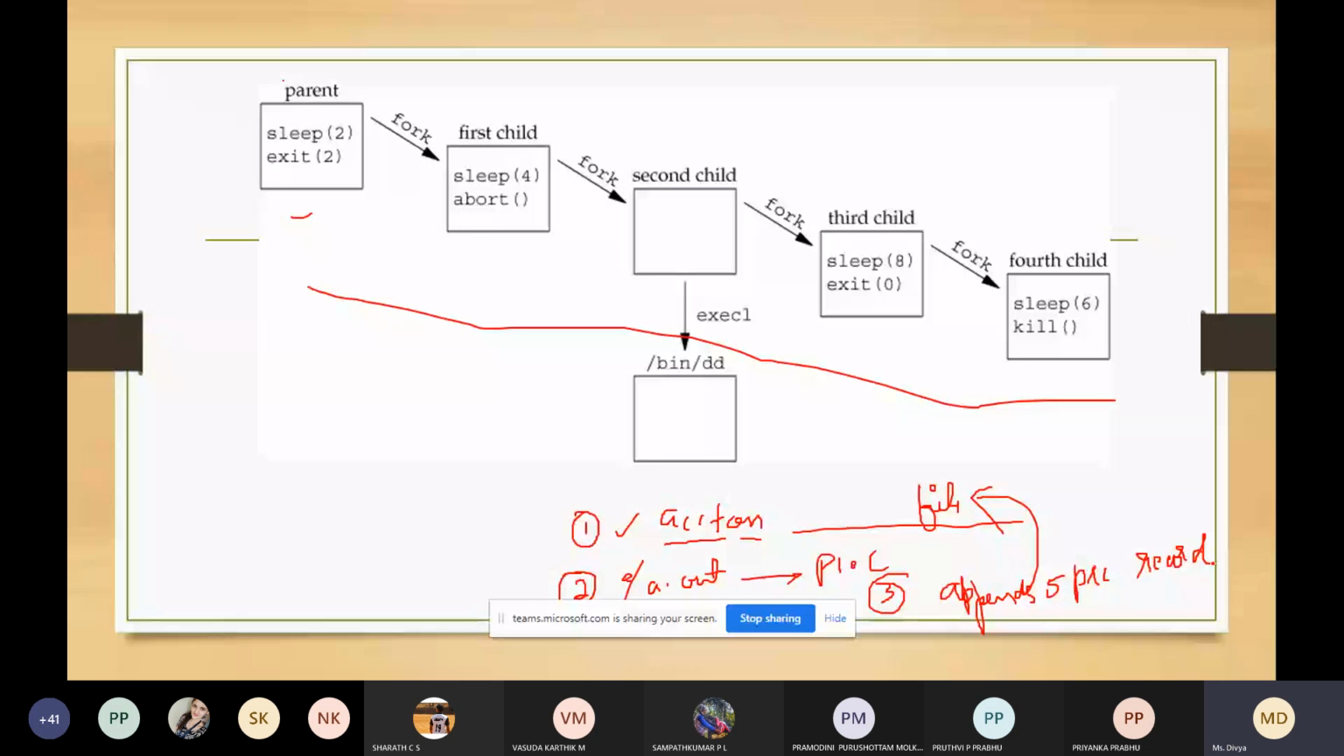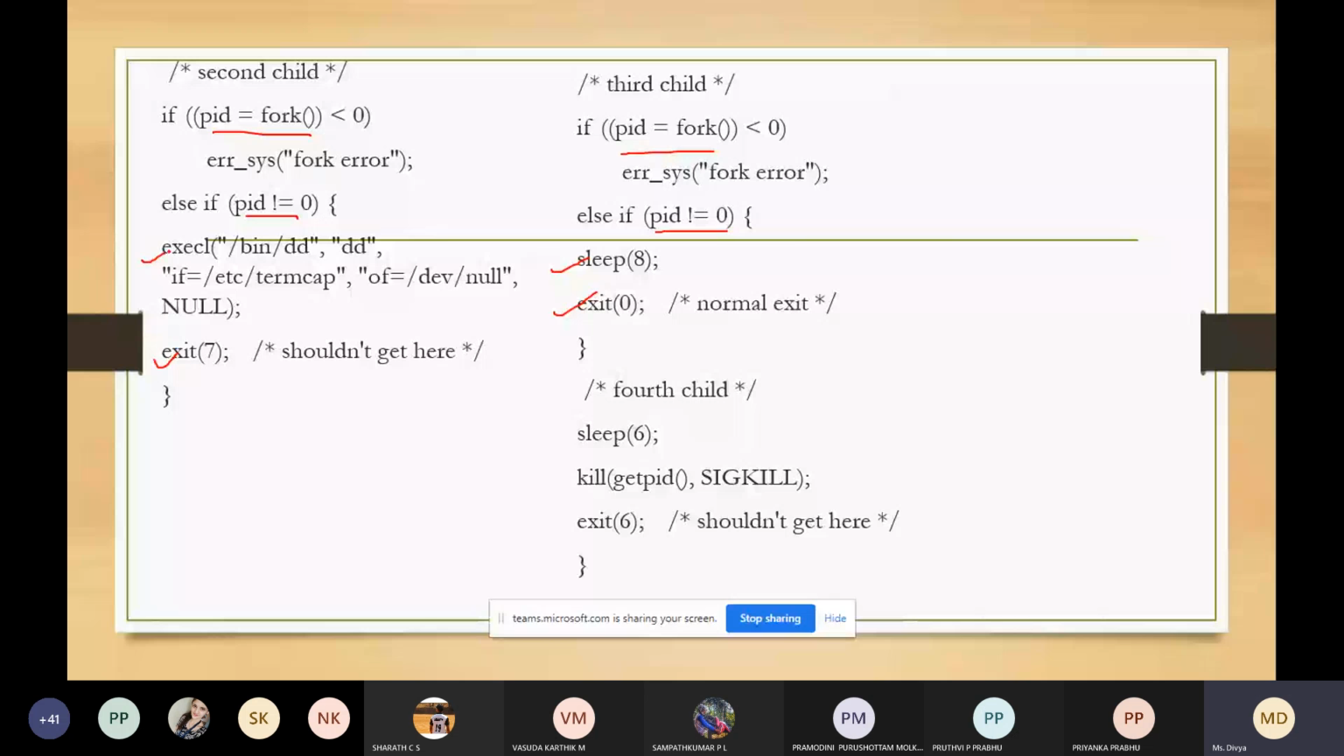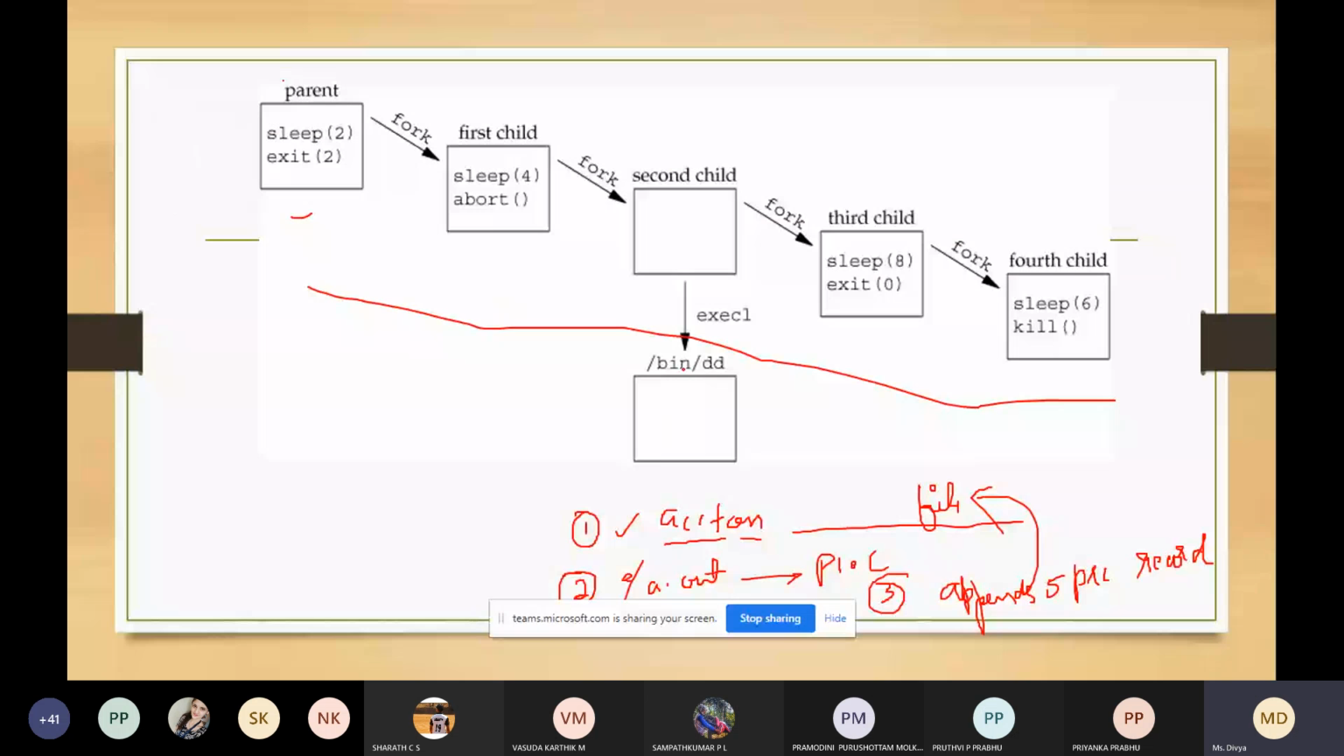If you see here, in this program we have one exec command, correct? EXECL will create one more process. A new process is created by the EXECL in the second child. So there is only a single accounting record for the second child. Even though it is creating one sub child, there will be only one record for this.